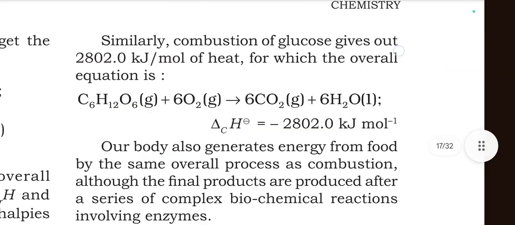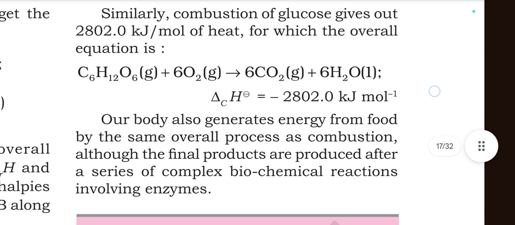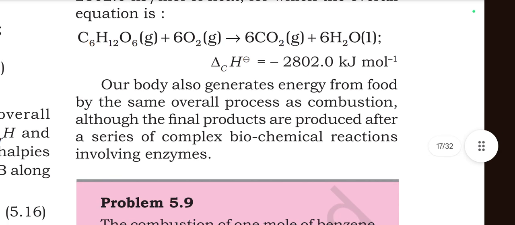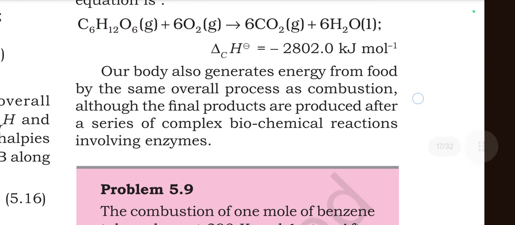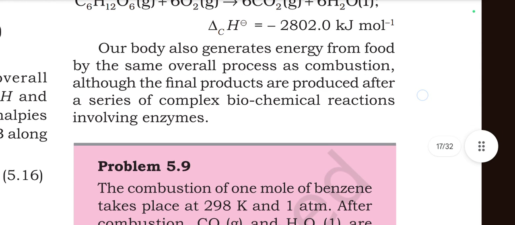Since the combustion of glucose gives out 2802.0 kilojoule per mole of heat for the overall reaction, the equation is glucose plus 6O2 gives 6CO2 and 6H2O. Our body also generates energy from food by the same overall process as combustion, although the final products are produced in a series of complex biochemical reactions involving enzymes.